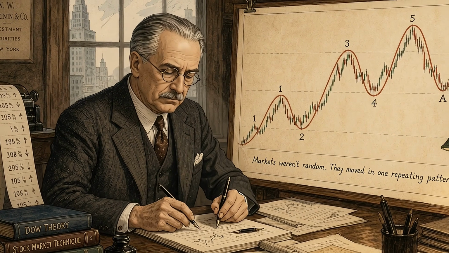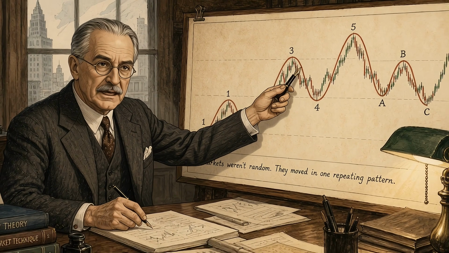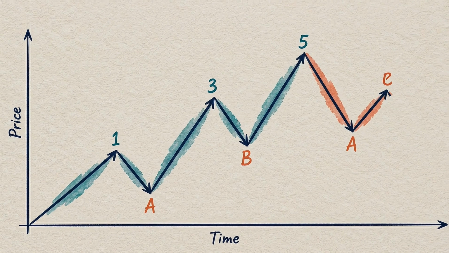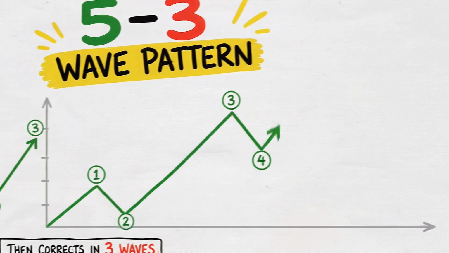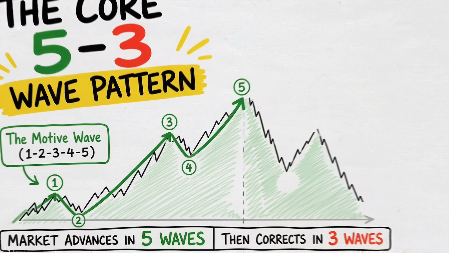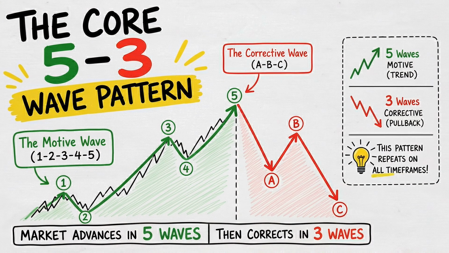Ralph Nelson Elliott noticed markets weren't random. They moved in one repeating pattern. 5 waves up, 3 waves back. Master that simple pattern and you will understand the core of Elliott Wave Theory.